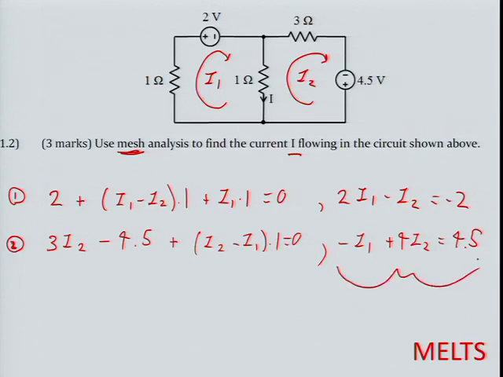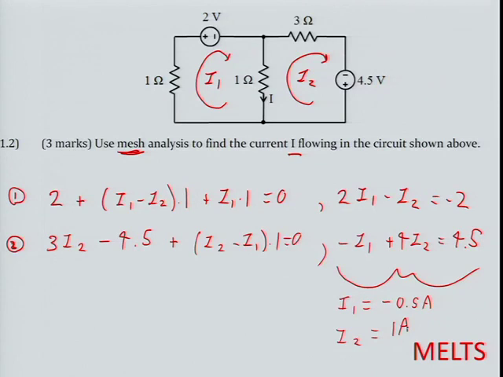I've got to solve those two equations. I get what? I1 equals minus 0.5 amps. I2 equals 1 amp. Okay, no calculator, but the numbers are generally pretty nice to deal with, so that will remain.